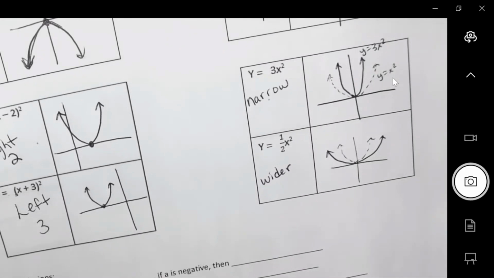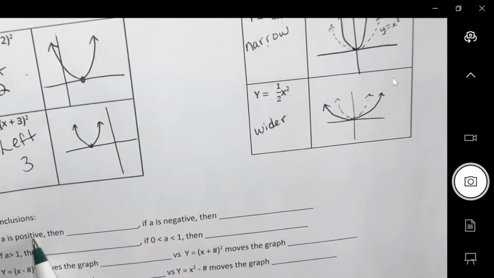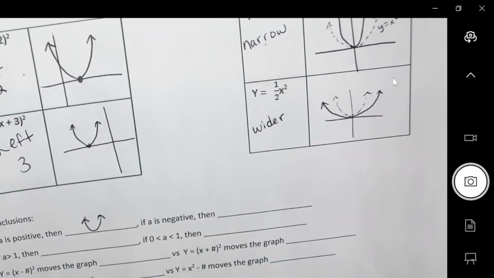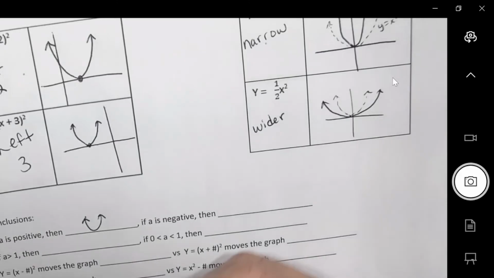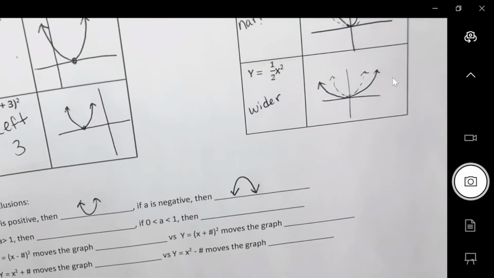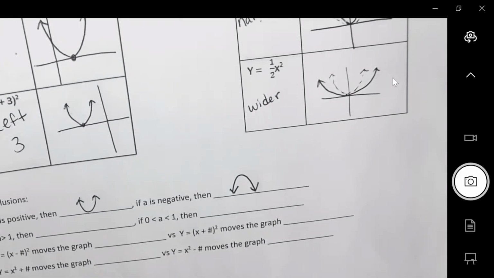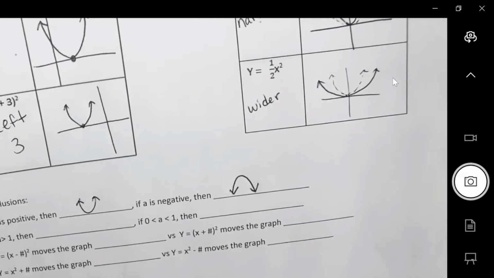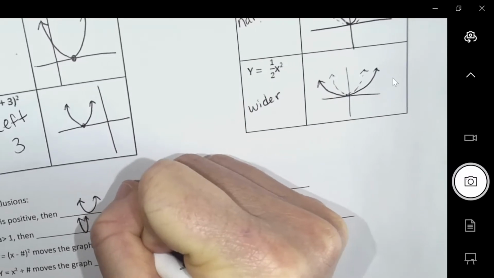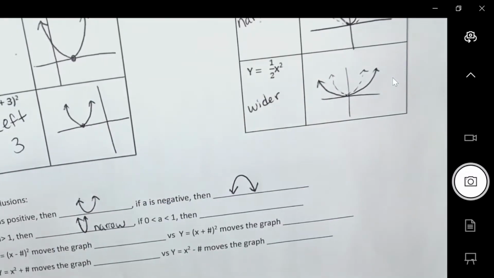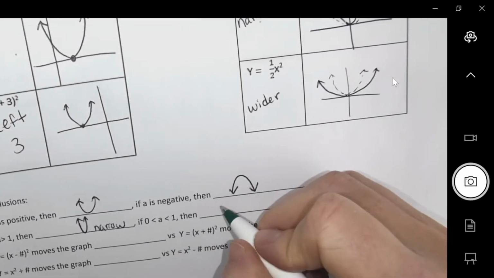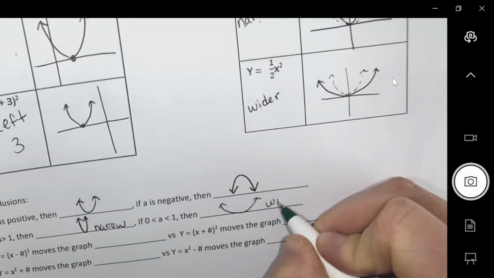Okay, let's make some conclusions. So if A is positive, then we're opening up. If A is negative, then we're opening down. If A is bigger than 1, we would narrow. If A is less than 1, then we would widen.